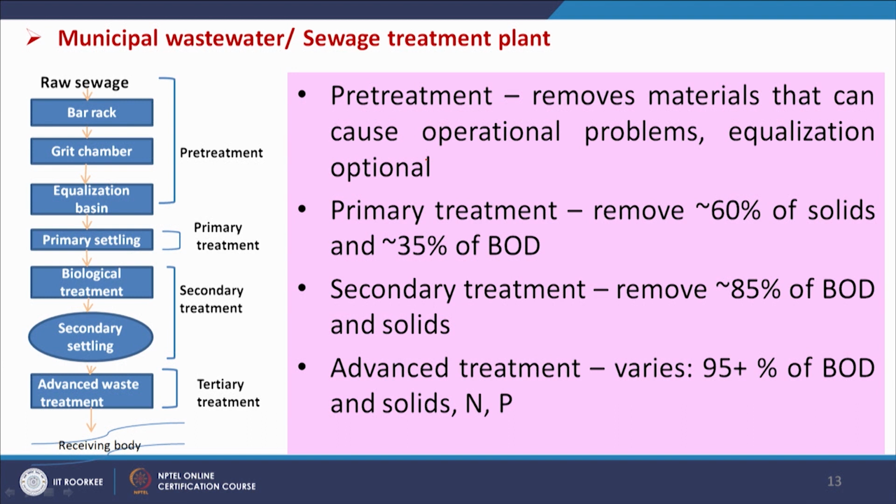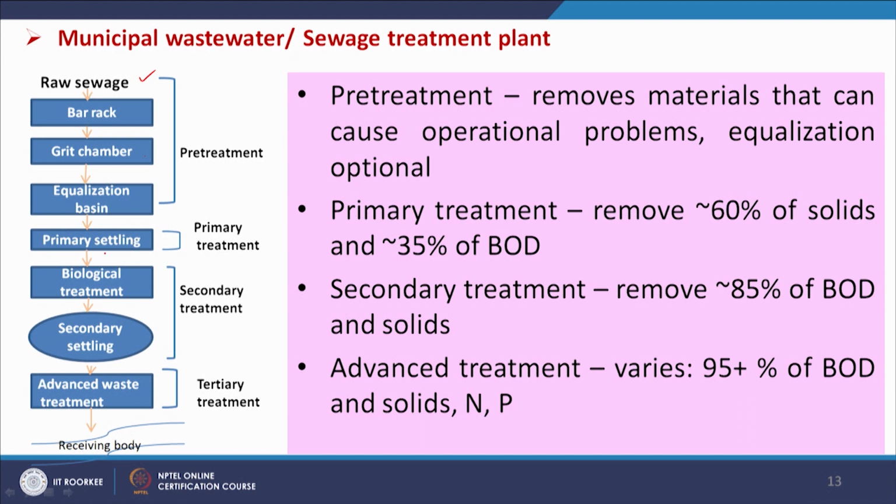Now, this slide gives us a flow sheet of the discussions we have made, briefly described here. In the case of municipal wastewater we have raw sewage. That will first go through the bar rack, then the grit chamber. The bar rack is for the removal of larger floating materials, and the grit chamber is to remove the higher density materials. Then the equalization basin makes the concentrations of the pollutants in the mixture uniform, and provides some air also in some cases, and removes odor etcetera.